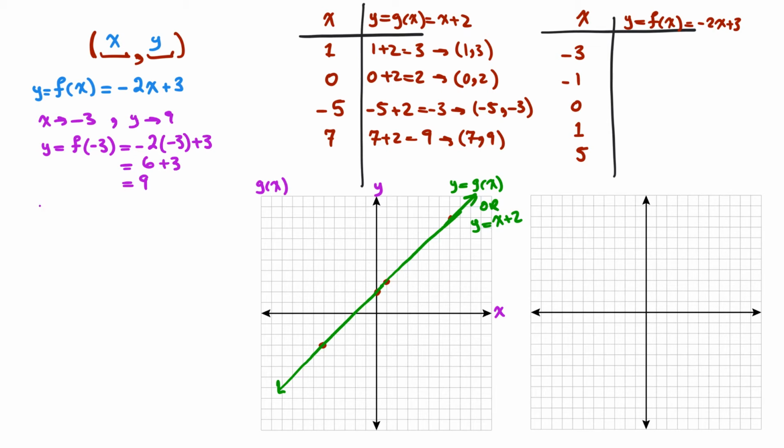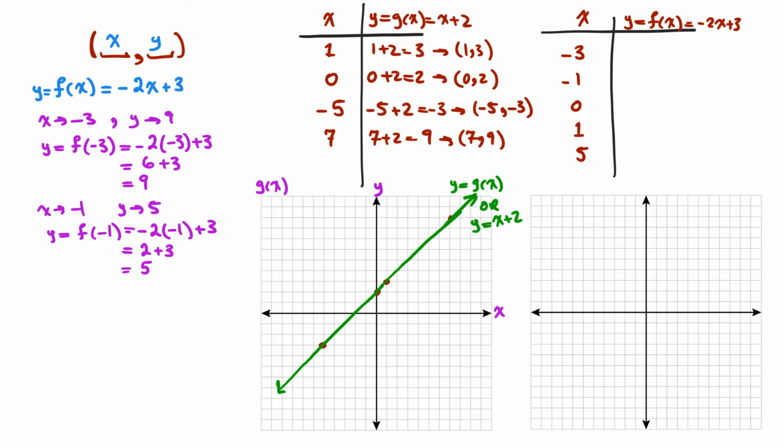Let's do my next one. Actually, here we go. For x value of negative 1, y is equal to f of negative 1. And that means negative 2. Instead of x, I'm going to insert negative 1, add 3, and I get negative 2 times negative 1 is positive 2 plus 3, and I should get 5. So for x value of negative 1, my y value is positive 5.